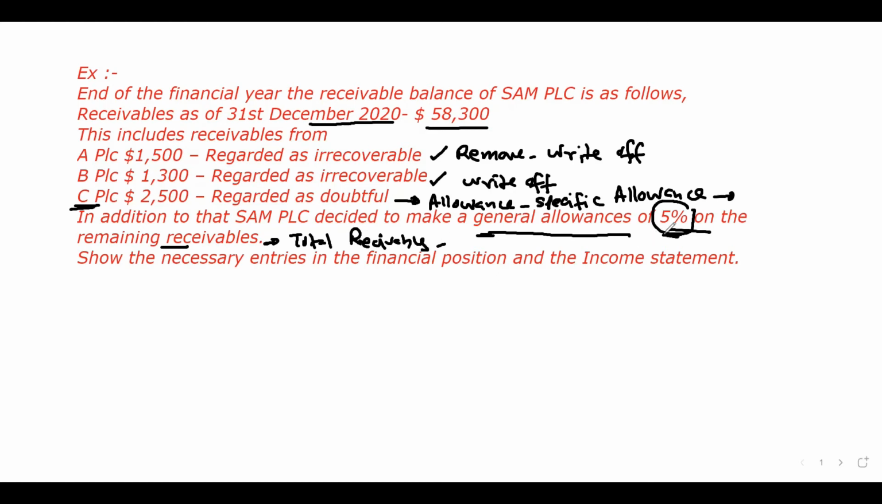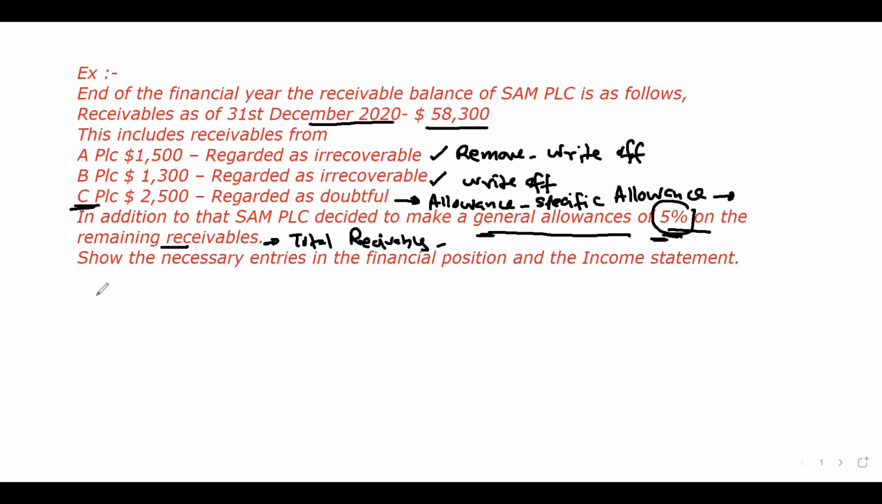Most of the companies arrive at these general allowances based on the past performance of the customers. Maybe looking at the past, on an average 5% of the customers end up not paying. So based on that, you can have an idea how much to be provided as general allowances. Let's look at how this will be recorded in the books of accounts.